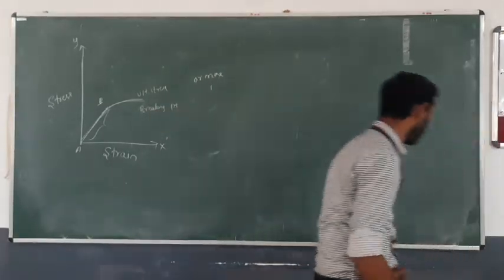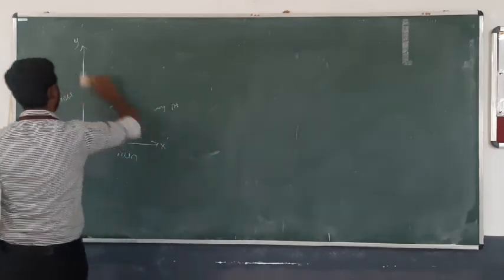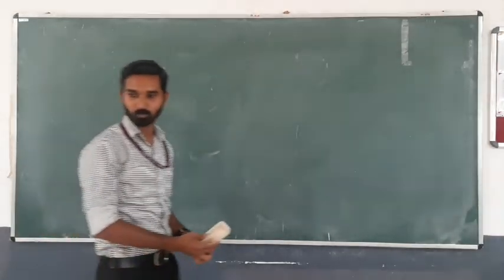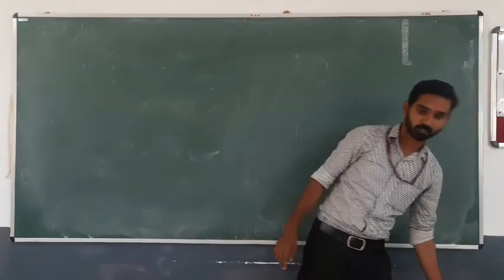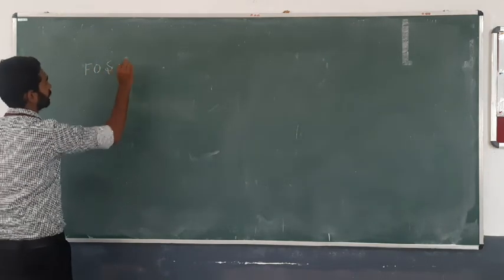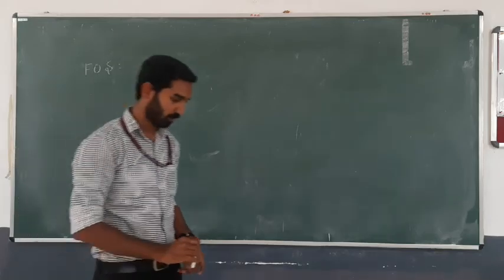So now, after discussing the stress strain relationship of mild steel and the stress strain relationship of wrought iron, now let us move on to the cast iron. Now I will move on to the factor of safety. What do you mean by factor of safety?